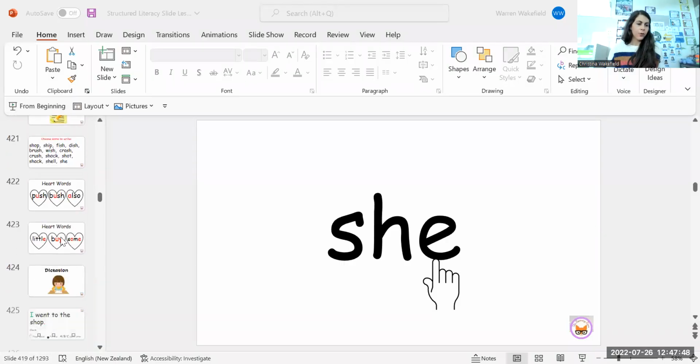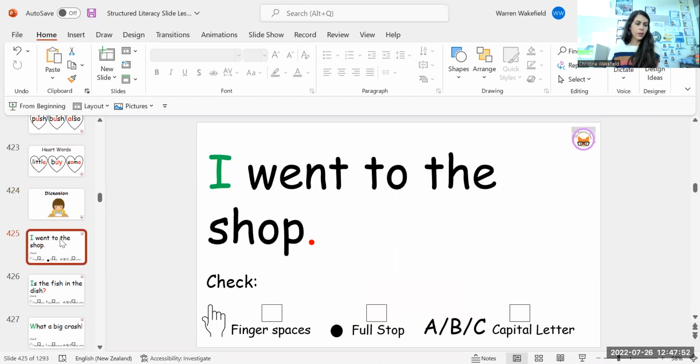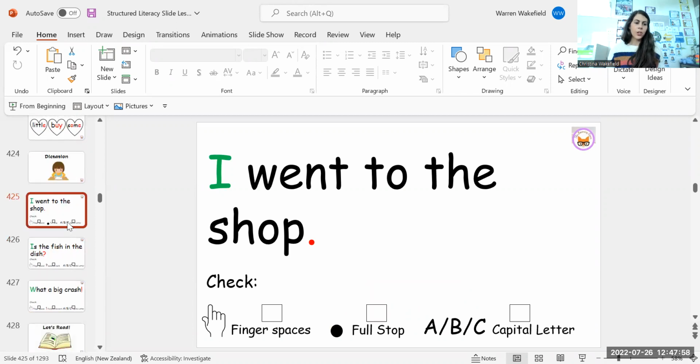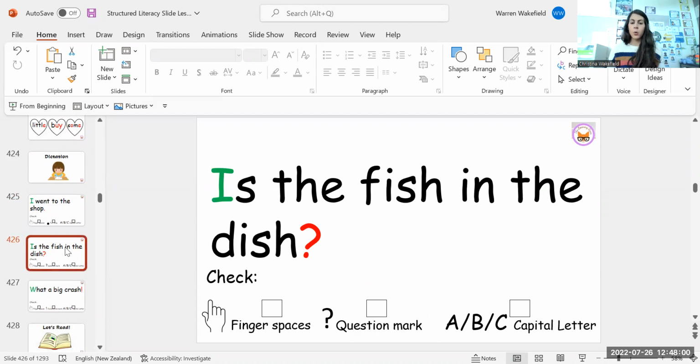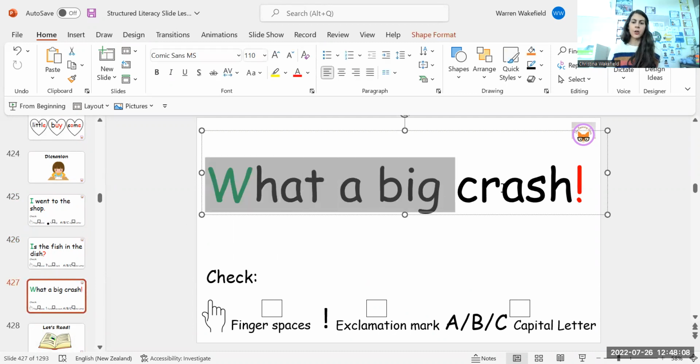Now we're going to quickly do a sentence. So we're going to read a sentence together quickly. Let me go through the sentence. We are going to write the sentence. So we could go, I went to the shop. The second one is a question sentence. Is the fish in the dish? And the last one is, what a big crash.